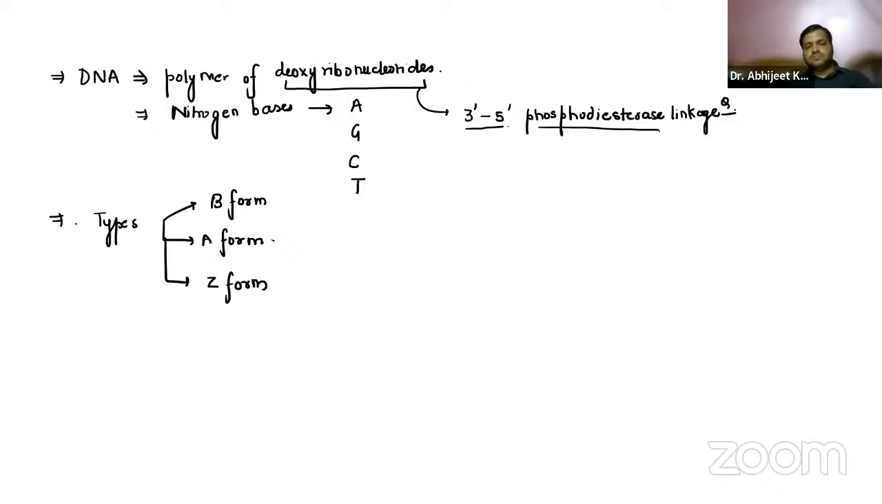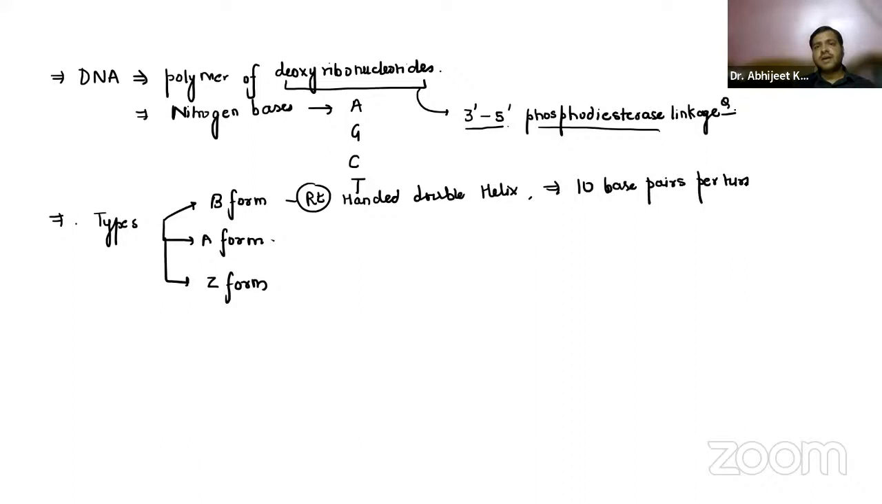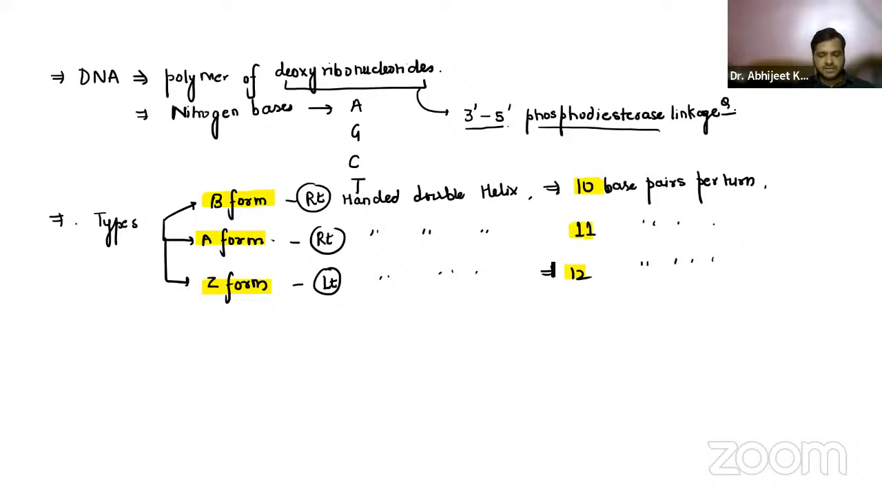Now what is the difference, guys? The B form is a right-handed double helix. And remember, guys, it has 10 base pairs per turn. Very important. Even the A form is also a right-handed double helix, and it has 11 base pairs per turn. The Z form is the one which is left-handed, and remember it has 12 base pairs per turn. These are all important MCQs as well, guys. You can just remember the B form, the A form, and Z form, and you have to remember the base pairs per turn, 10, 11, and 12 respectively.